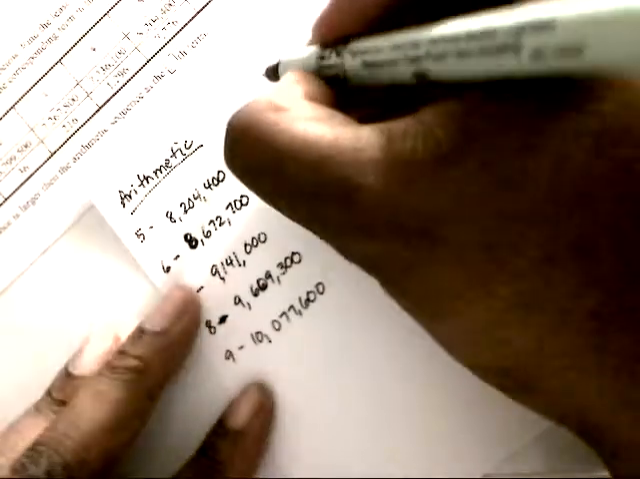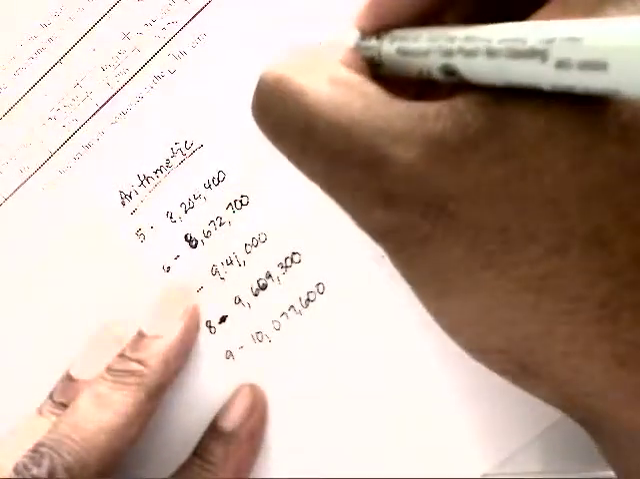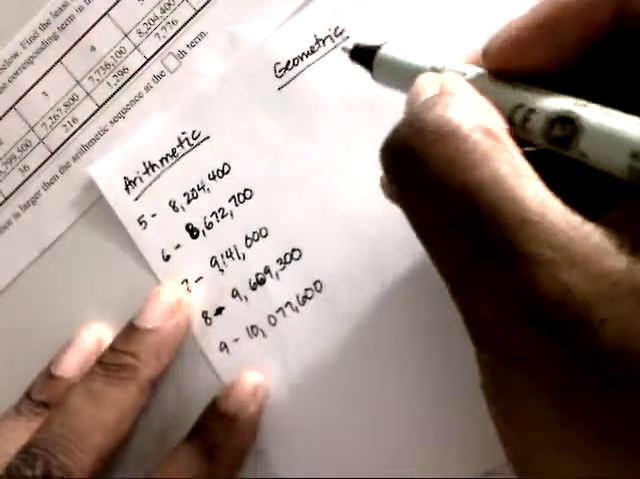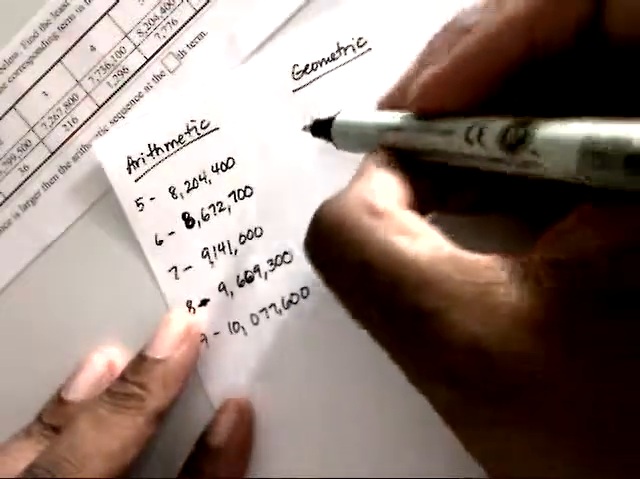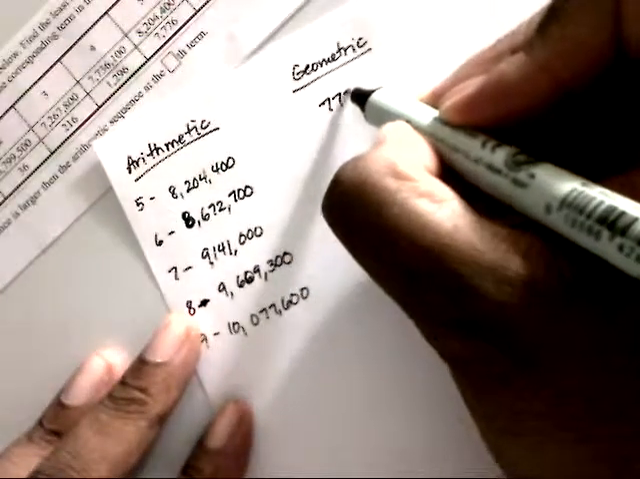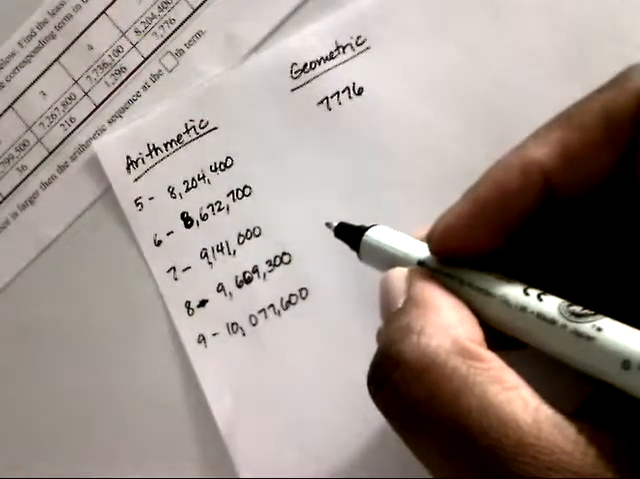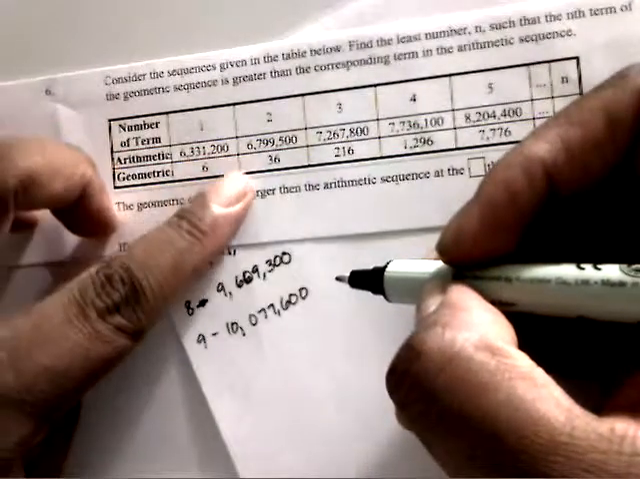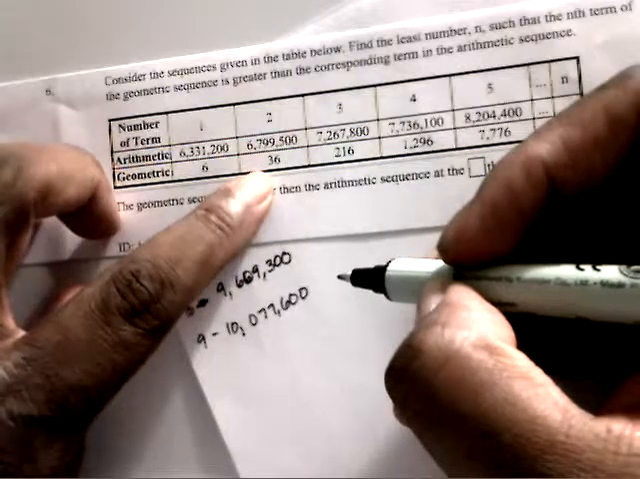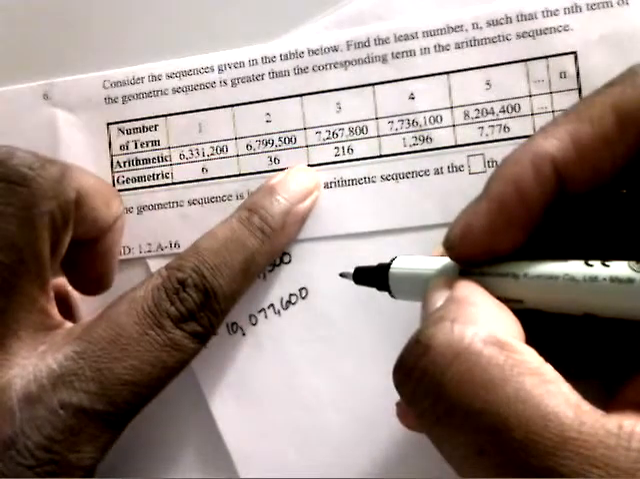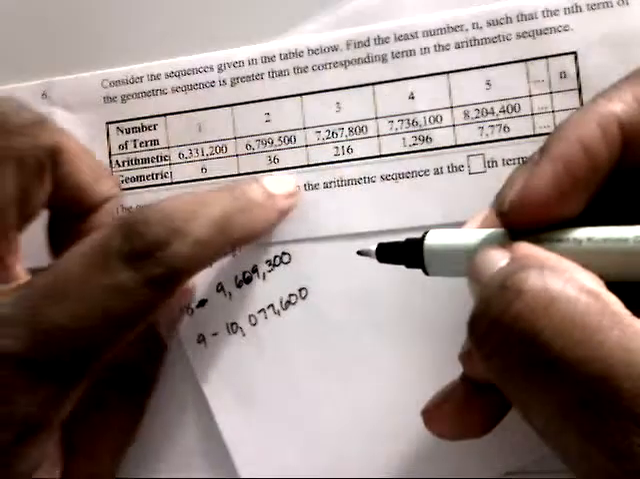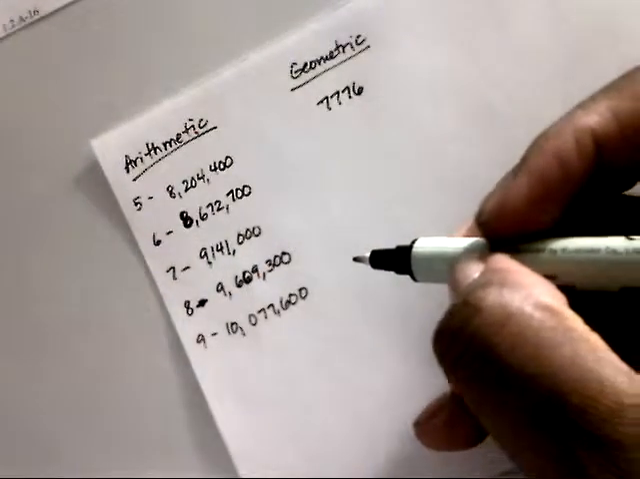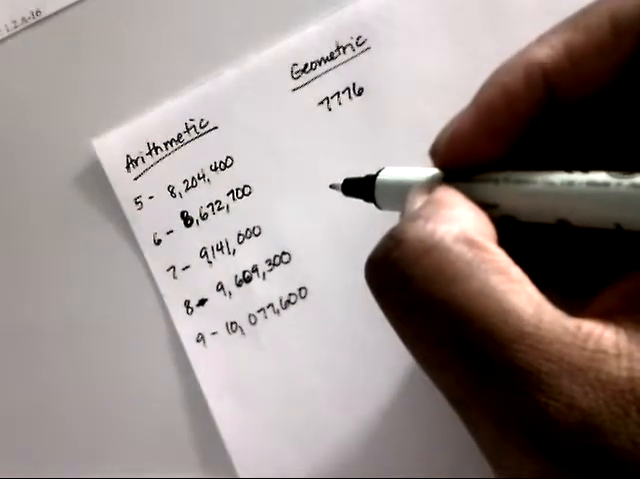Okay, now let's look at the geometric sequence. The fifth term in that geometric sequence is 7,776. Now let's find the common ratio here. From 6 to 36, we're multiplying by 6. From 36 to 216, again, we're multiplying by 6. From 216 to 1296, we're multiplying by 6. So the common ratio is 6.